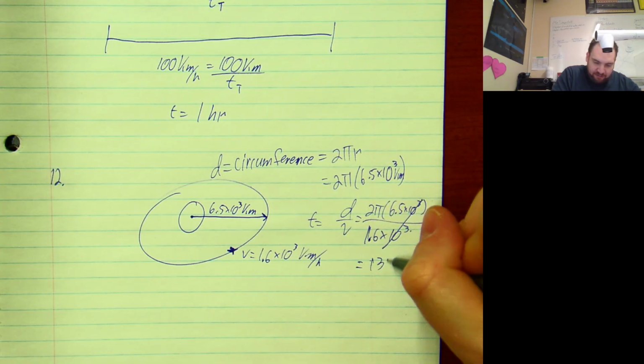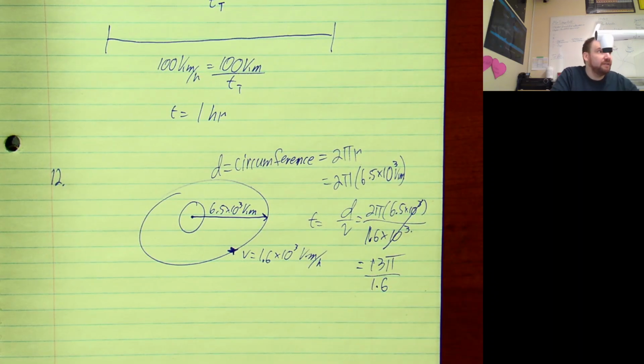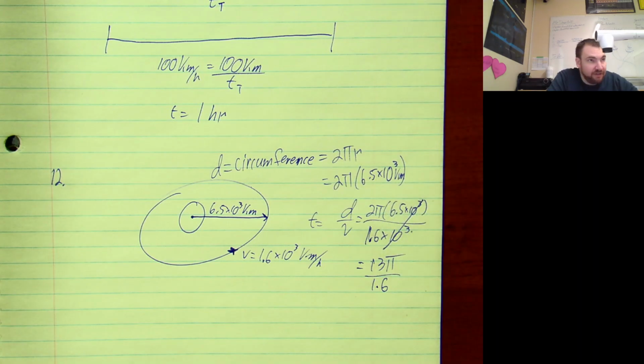So our total time then is going to just be 13 pi over 1.6, whatever that is. Because 2 times 6.5 is 13, and my 10 to the 3s have canceled. So 13 pi over 1.6, that's 13 times 3 is 39 divided by 1.6. What's that going to be?